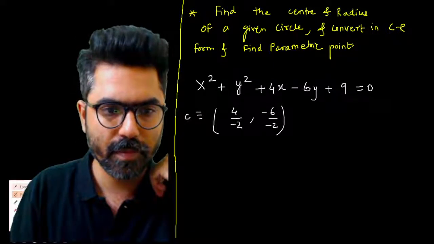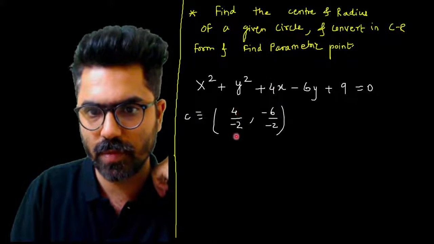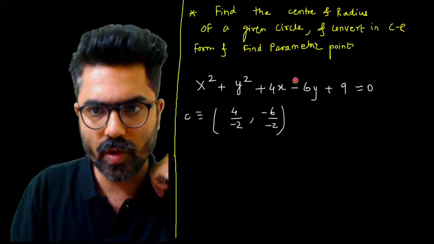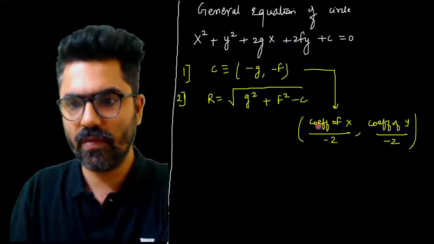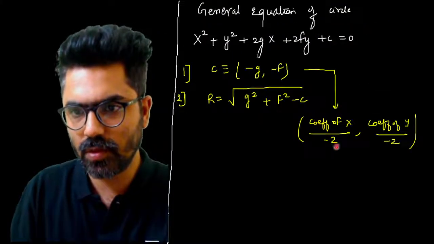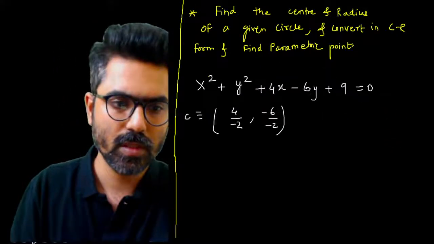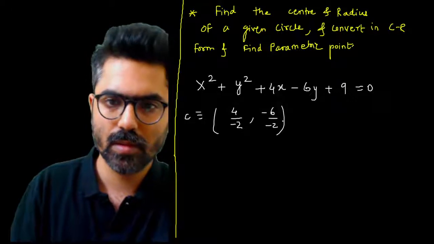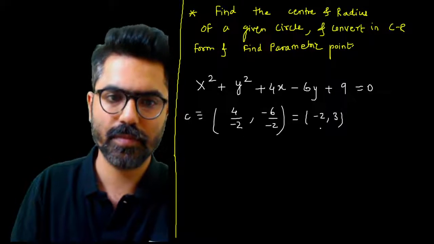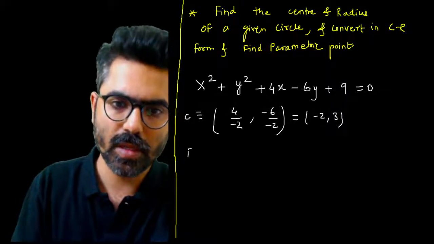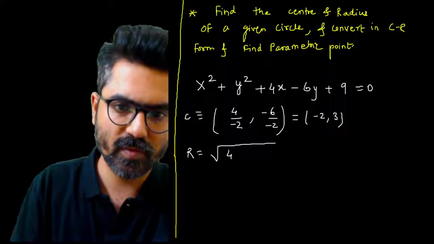Look at this properly. The quotient of x here is 4, so 4 upon minus 2, and the quotient of y is minus 6 upon minus 2. As we have learned, quotient of x upon minus 2, quotient of y upon minus 2, this is what the center is. So this comes minus 2 comma 3.